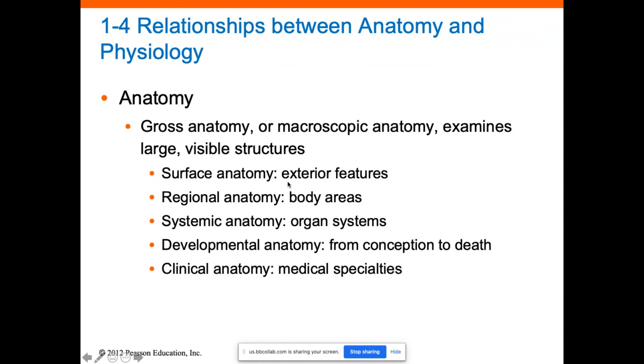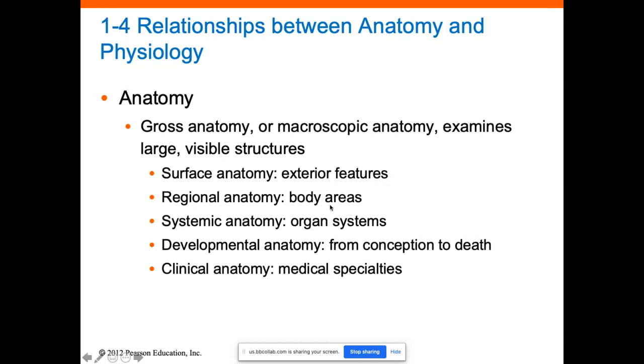You can see surface anatomy, which is the exterior features. When you're looking at Atlas B and Atlas A, you're looking at a lot of superficial anatomy. These are the external or exterior features. Superficial means close to the surface. Deep, right? You could be superficial or you could be deep, which is obviously much deeper than that.